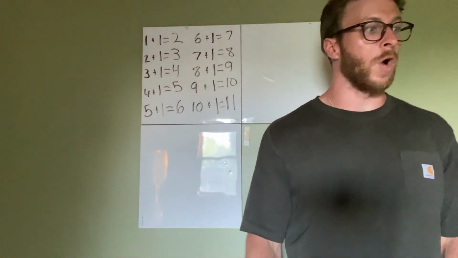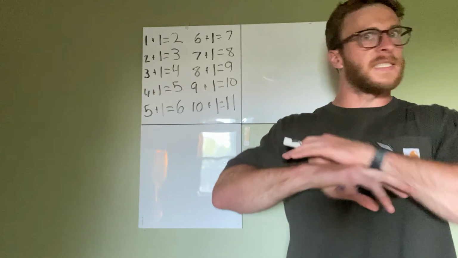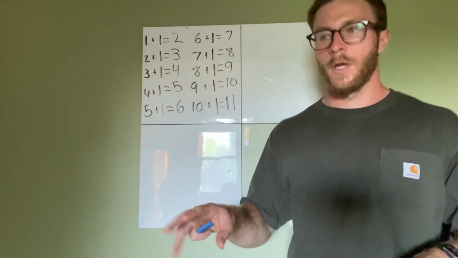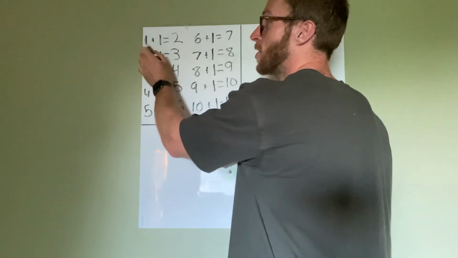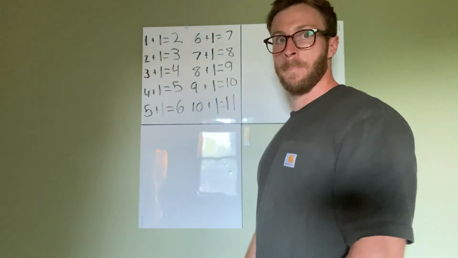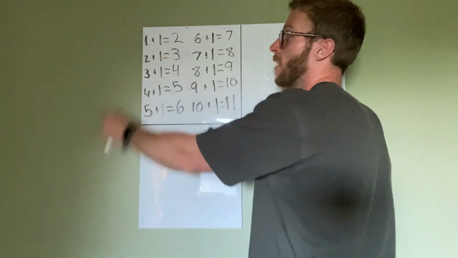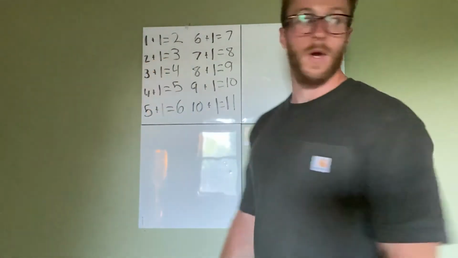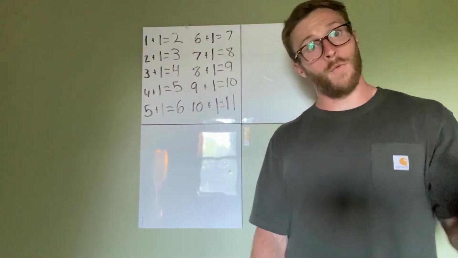How does adding 1 change the first number? When we added 0, it didn't change the first number. How does adding 1 to 1 change this first number? It's the next number, so it goes up by 1. Adding 1 to the number 2, how does it change that number? It goes up by 1.